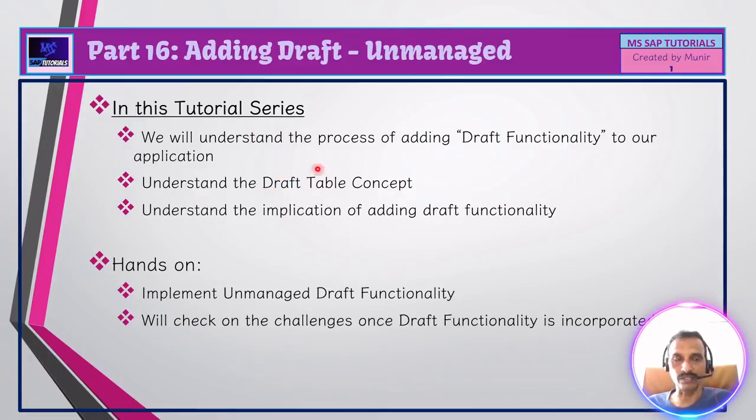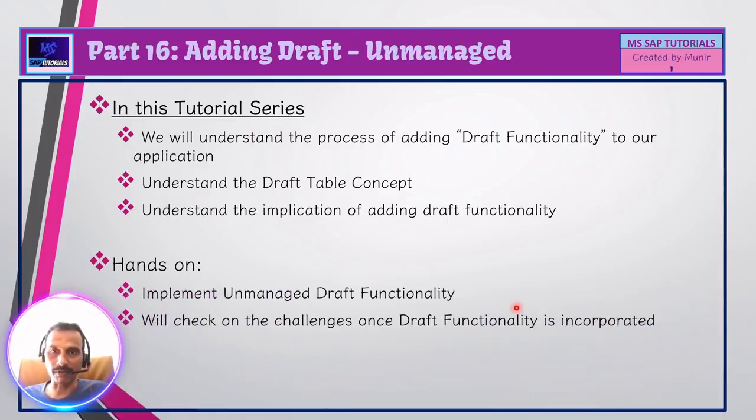So what we are going to do is continue with adding our draft functionality to our application, understand the draft table concept and the implications of having draft functionality, especially in the case of unmanaged. Finally, I'll walk you through the code, how and what we should do in order to have an unmanaged draft functionality. During this process, we will also check what challenges we might face during the implementation of draft functionality, and accordingly we will have to keep on adjusting.